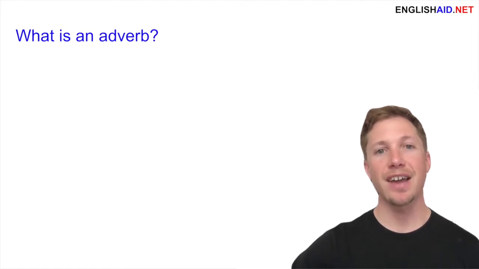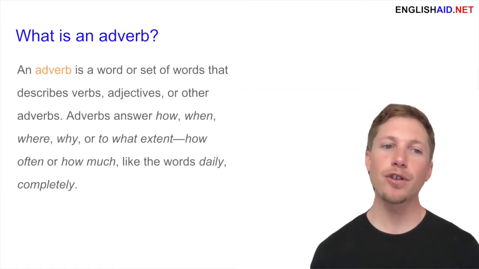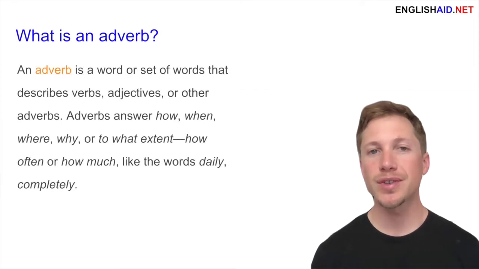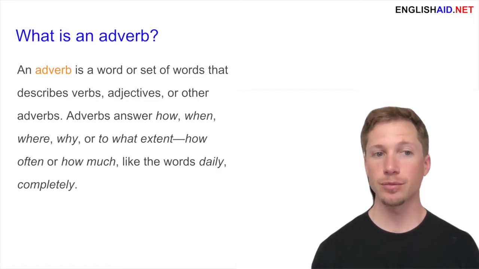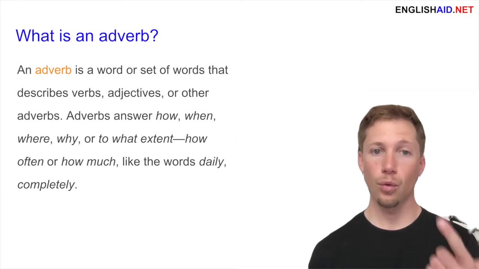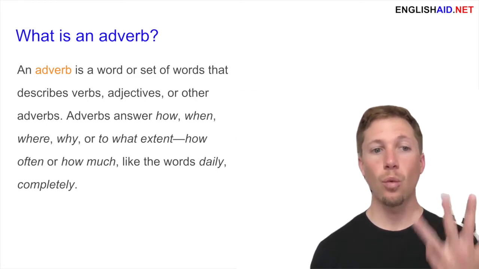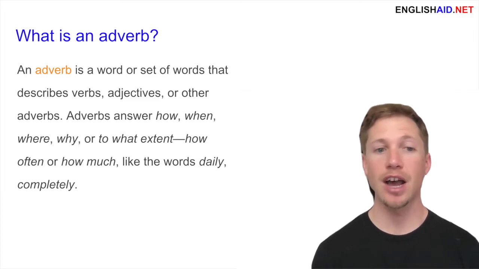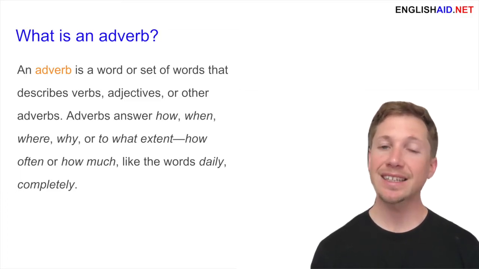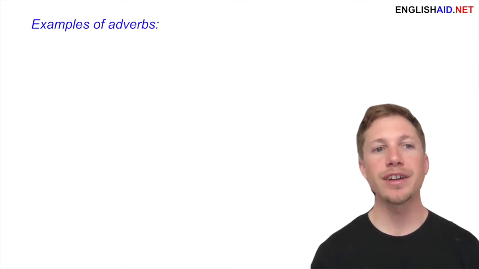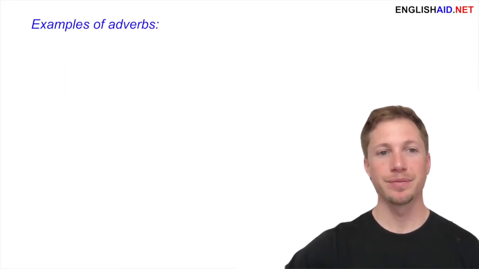What is an adverb? An adverb is a word or set of words that describes verbs, adjectives, and other adverbs. Adverbs answer how, when, where, why, or to what extent, such as how often and how much. We use words like daily and completely. Here are examples of adverbs.